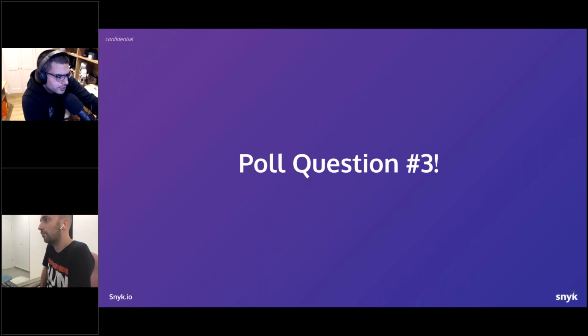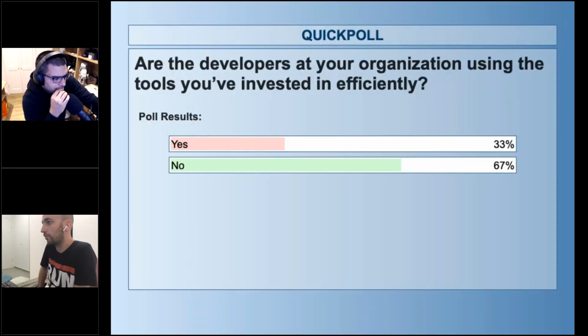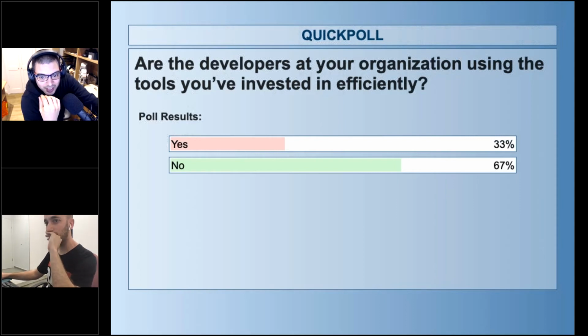So let me share the results here. Around a third of people are saying that they do use their tools efficiently, and around two-thirds say they don't. And it's very interesting to jump ahead and see that it's similar in terms of the numbers here. We're seeing 24% of developers are not utilizing their current testing tools. So, poor adoption of existing tools, but also poor efficiency.